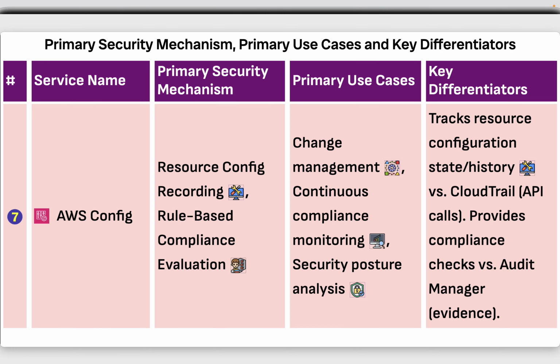Next, we have AWS Config. The primary security mechanism is resource configuration recording and rule-based compliance evaluation. Primary use cases are change management, continuous compliance monitoring, and security posture analysis. Some key differentiators are that it tracks resource configuration state and history, versus another service, CloudTrail, which tracks only the API calls. And second, it provides compliance checks, versus Audit Manager, which provides the evidence.